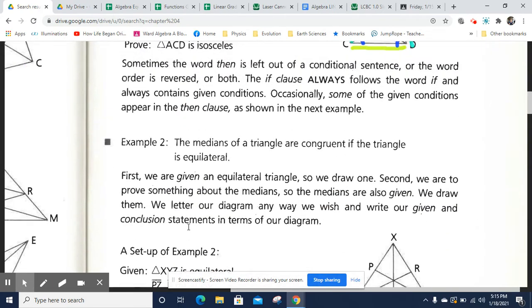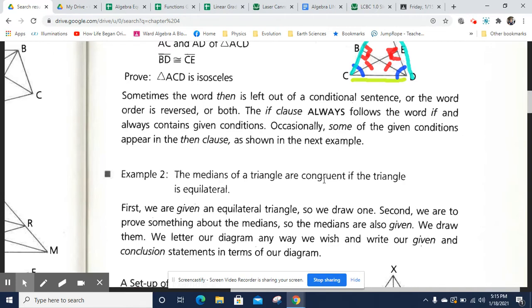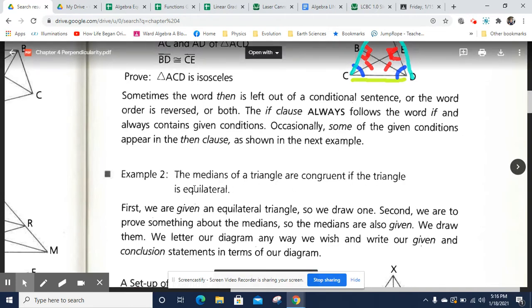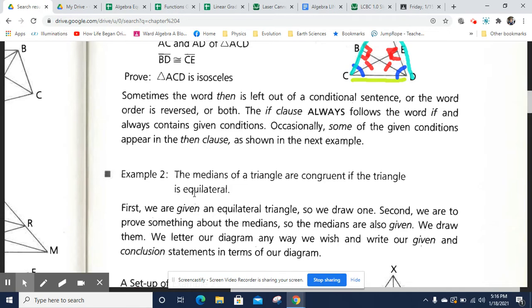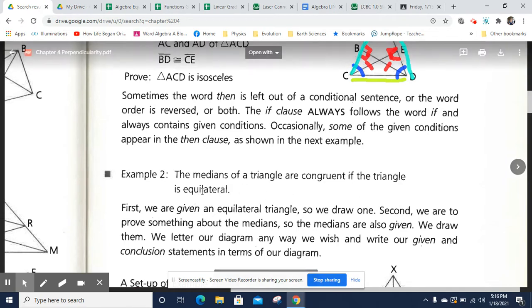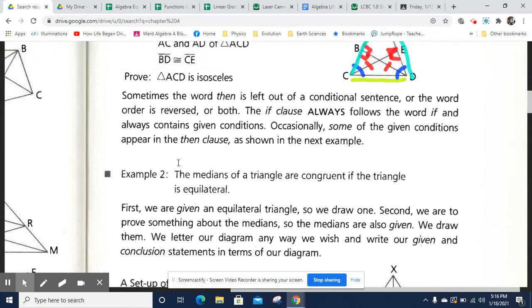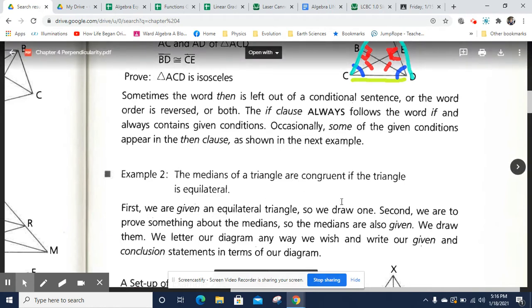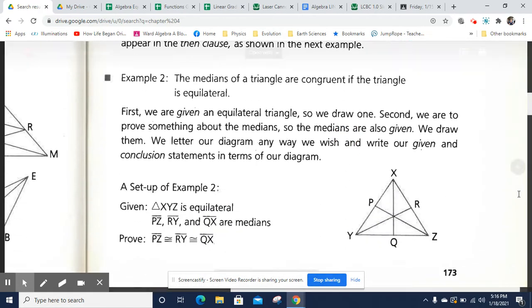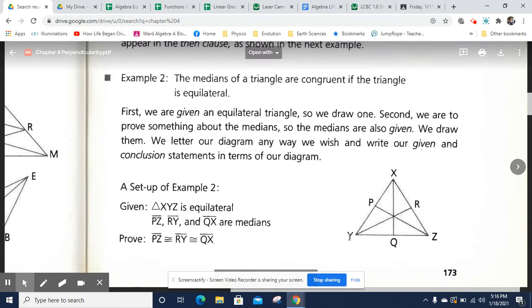Okay. So here we've got the medians of a triangle are congruent if the triangle is equilateral. So the given is that the triangle is equilateral, and the conclusion is the medians are congruent. So we have to start off by drawing an equilateral triangle. And the book has drawn one for you. Here's an equilateral triangle. And these are going to be the medians. So what we're trying to prove is that the medians are congruent if it's an equilateral triangle.